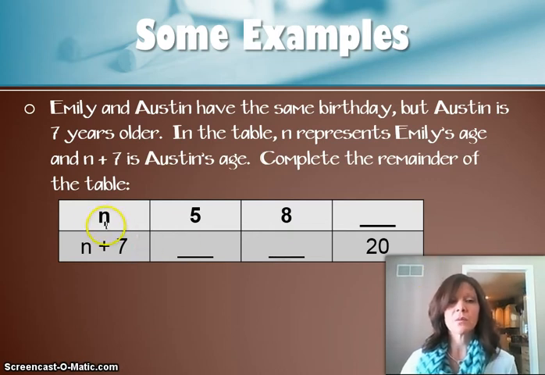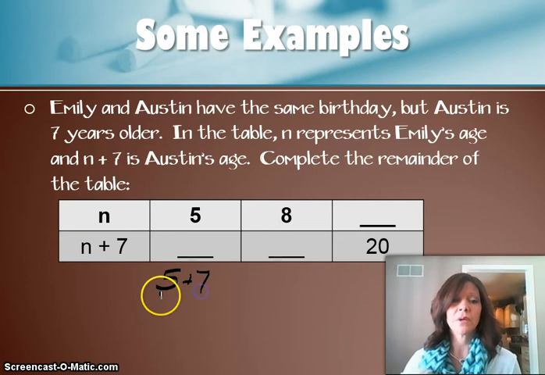So when looking at this, we know that N is Emily's age. Austin's age is N plus 7 because we know that he is 7 years older. So when Emily is 5, Austin will be N plus 7. N is representing Emily's age, so when you evaluate here, you simply put 5 in place of the N. So you're going to look at 5 plus 7, because this is Emily's age plus 7, and therefore he will be 12 when she is 5.